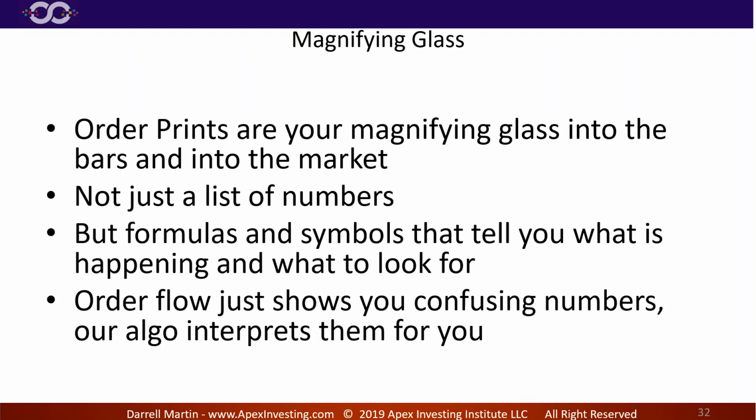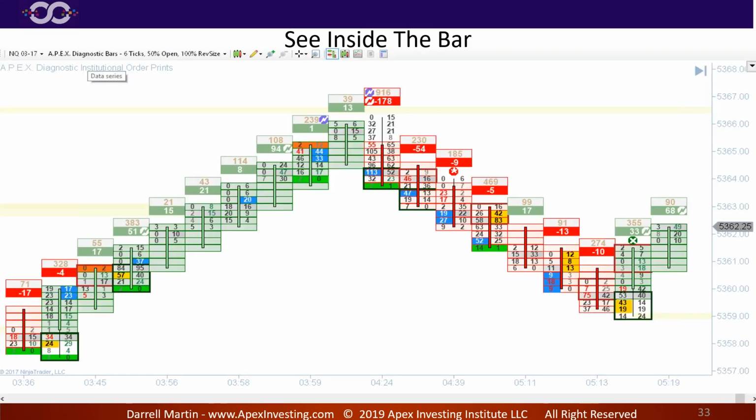Order flow, which I'm sure a lot of y'all have heard a lot about in webinars or seen free versions of and all this other stuff out there, it's just a bunch of confusing numbers. What we do is our algorithms interpret them for you to help you see the target, see the pattern, to know when to enter and exit. It's great to see inside the bar and see all these numbers, but what are you going to do with it?